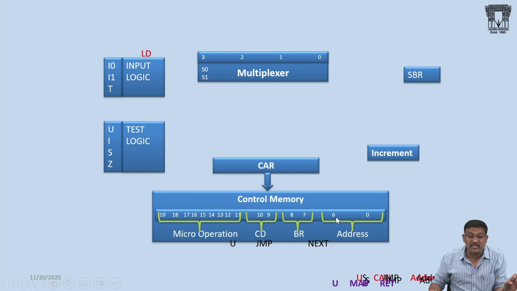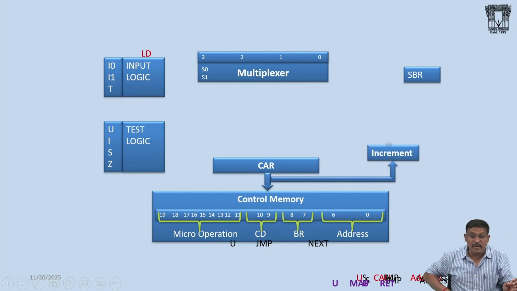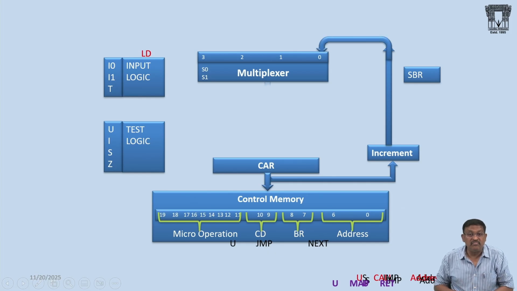If I wanted to access the next address, increment the CR by 1. You can go to the next address. Look at this. I am incrementing the CR by 1 and the next address is sequencing. You got my point? See, your next address is loaded into the CR register. This is the next address.